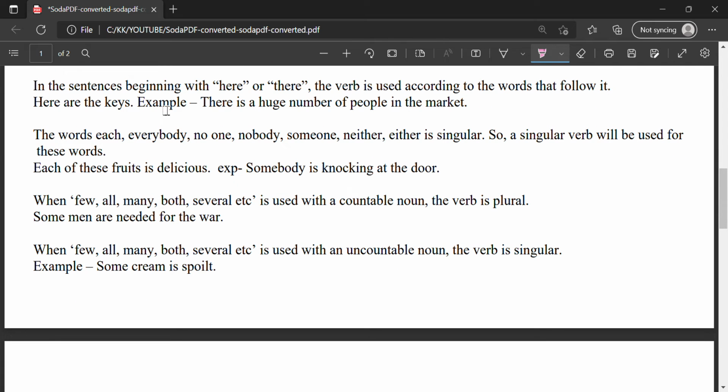If the sentence begins with "here" or "there", the verb is used according to the words that follow it. Here are the keys. So if you're using "here" or "there", the verb should agree with whatever follows it. So, here are the keys. This is an example. And the other example is, there is a huge number of people in the world. Obviously, remember this, there are a huge number of people in the market. There is a huge number.